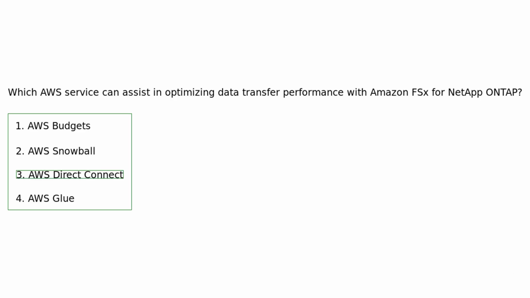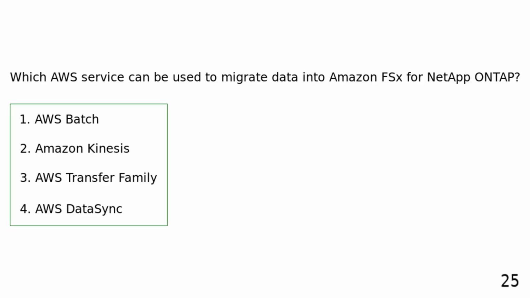AWS Direct Connect can optimize data transfer performance with Amazon FSx for NetApp ONTAP. Which AWS service can be used to migrate data into Amazon FSx for NetApp ONTAP? AWS Batch. Amazon Kinesis. AWS Transfer Family. AWS DataSync.